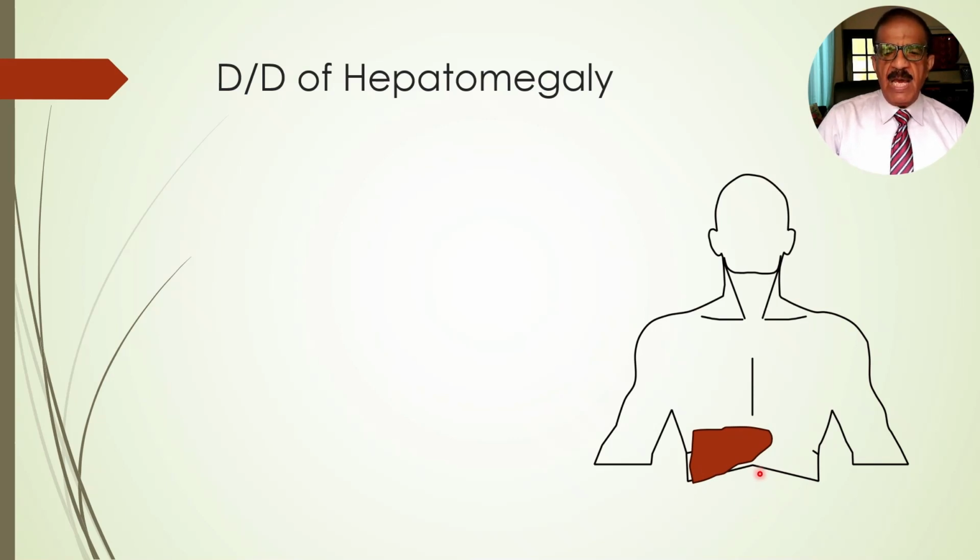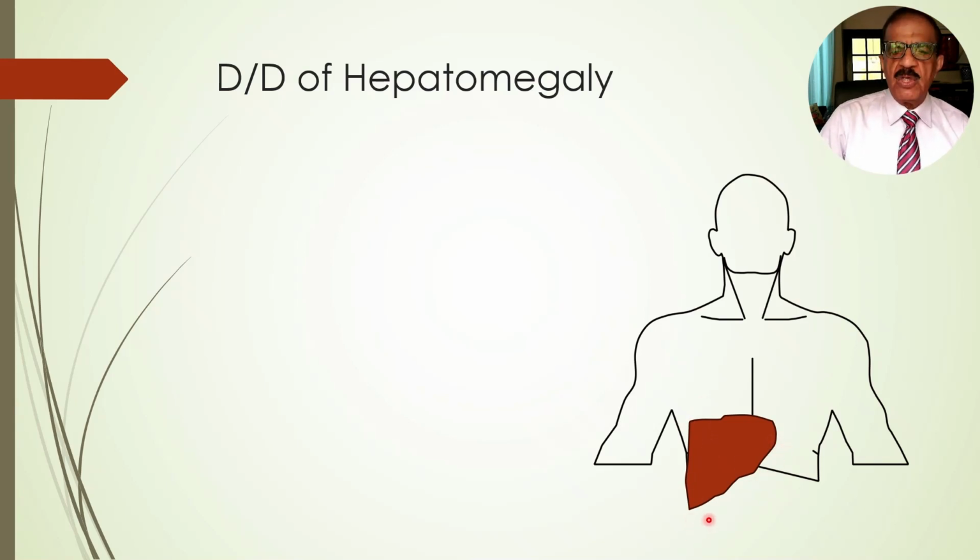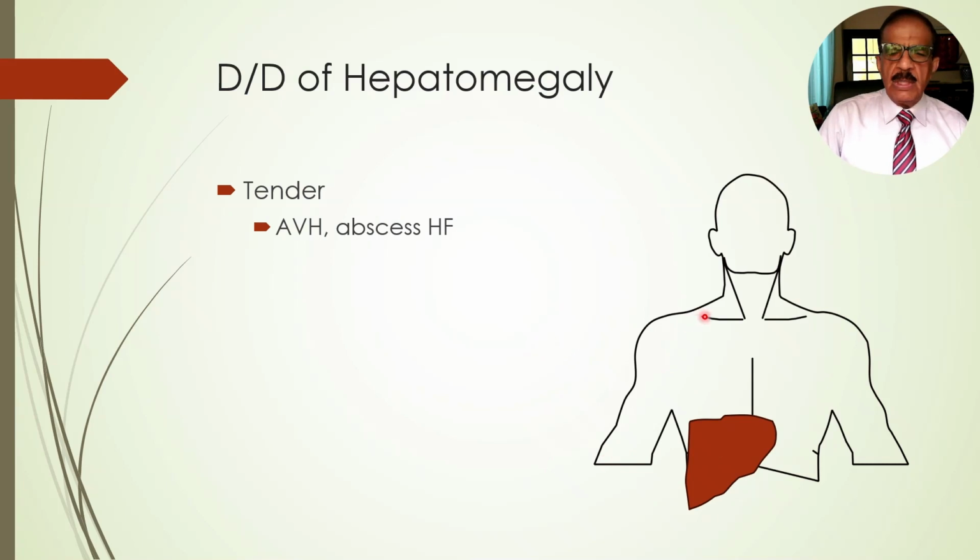But when it enlarges like this, it will go upward. The upper border will move upward, which you will determine on percussion. But the lower border will move downward, which you can determine on palpation. So further things: first is to determine if there is hepatomegaly. Then many other things you have to determine.